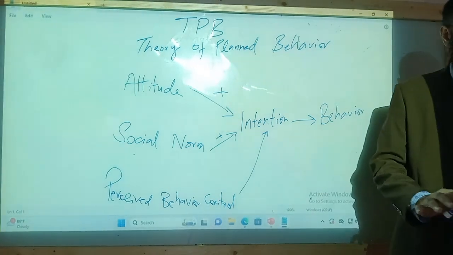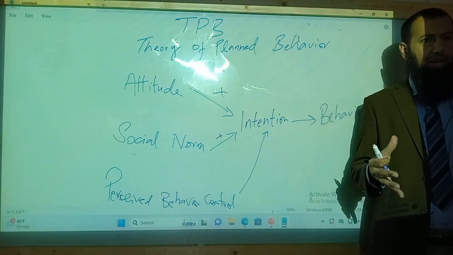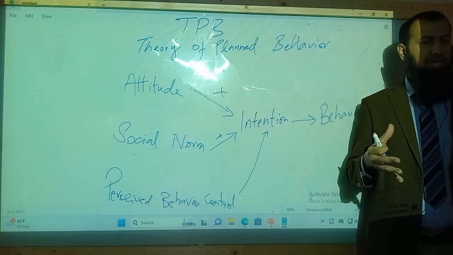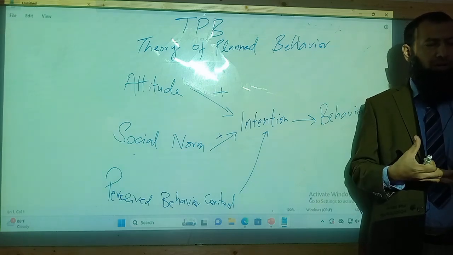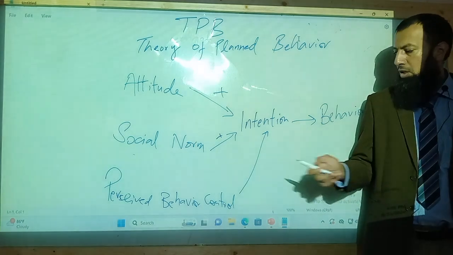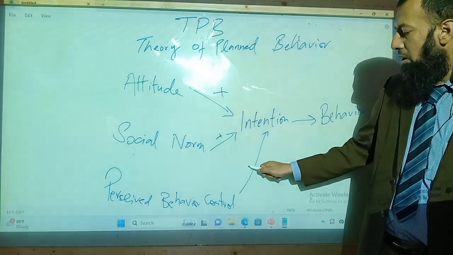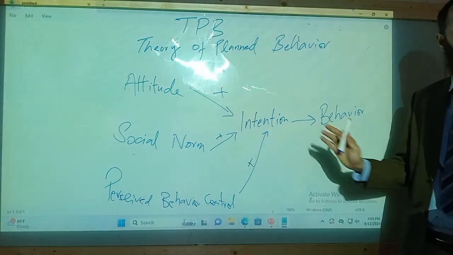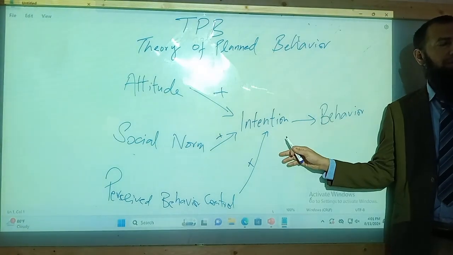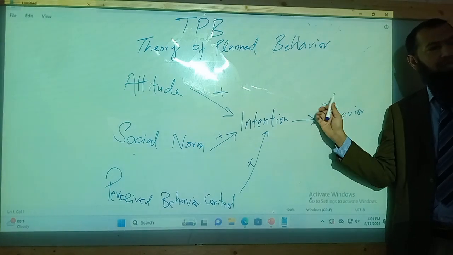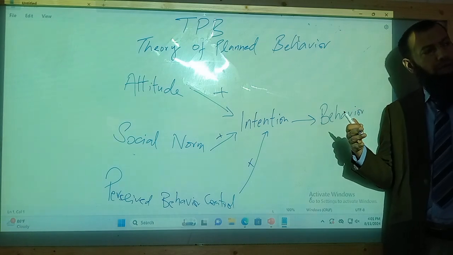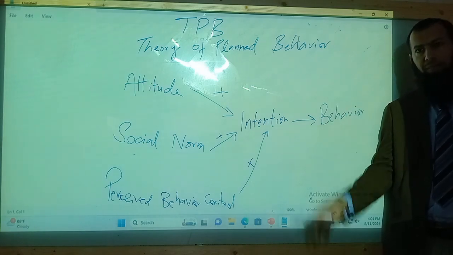And when there is behavior control, the individual can see the product as in his control, to buy, use, or the like. So you see, perceived behavior control also makes a positive impact on the intention of an individual. When there is an intention, there is a behavior. Without intention, there is no behavior. So basically this theory is telling you how any individual plans his behavior.